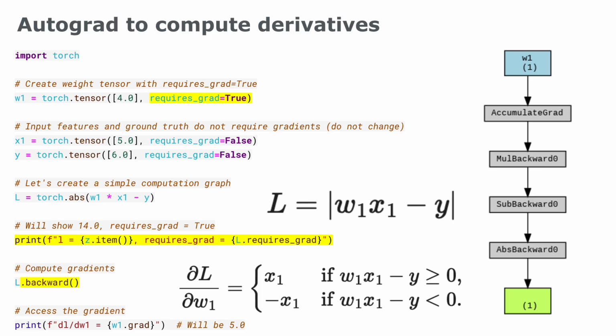So we finally can access the gradient by querying it. We can do w1.grad, and this will show the gradient of the loss with respect to W1. And this is the magic that PyTorch does for us. If we didn't have this Autograd functionality, we would need to find a different way to compute these derivatives.